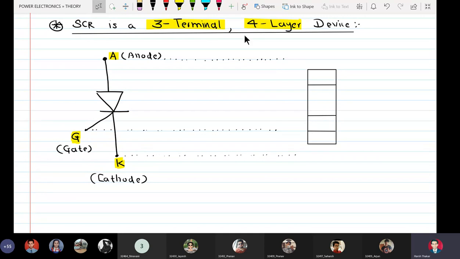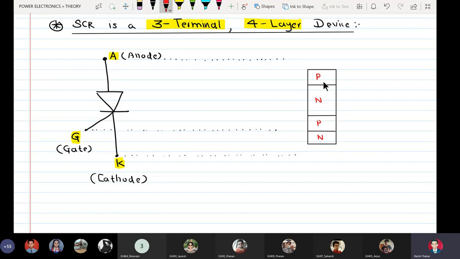So these are the 4 layers, and the first layer is a p-type region. So it is many times called a PNPN device. That is why many a times an SCR is also called a PNPN device. A diode is called a PN device because there are 2 layers, P and N. Because here there are 4 layers alternating as PNPN, it is also called a PNPN structure.